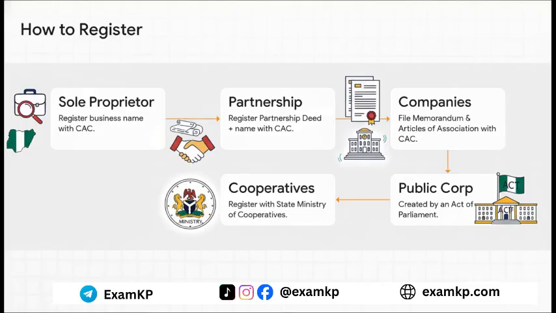But wait, there are exceptions, and exams love to test you on the exceptions. Public corporations are not born at the CAC. They're created by a special law, an act of parliament. And cooperatives, they register with the State Ministry of Cooperatives. Knowing these small differences is how you get those top marks.